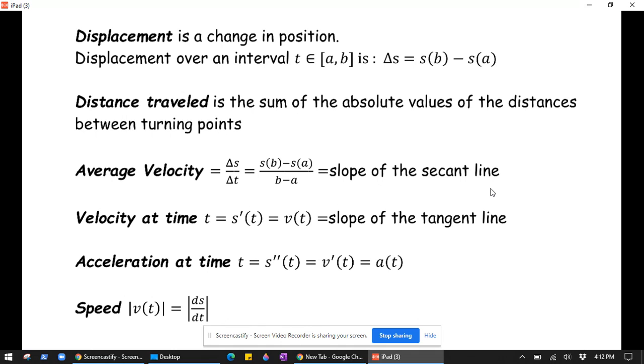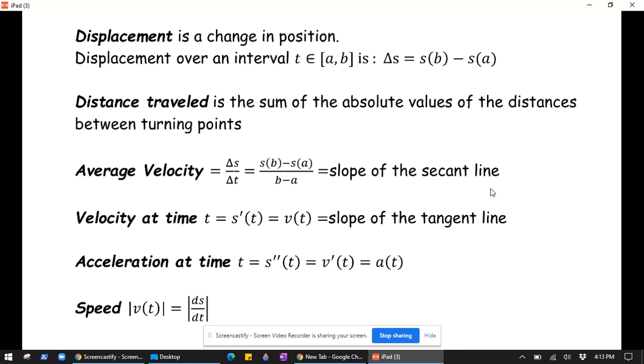Distance traveled we'll see later, but it's the sum of the absolute values of the distances between turning points. That just reminds you to keep in mind that position has a sign, and if you just start adding changes in position, you can cancel those distances out. But of course, total distance traveled, in that case, we want to count every distance as positive.